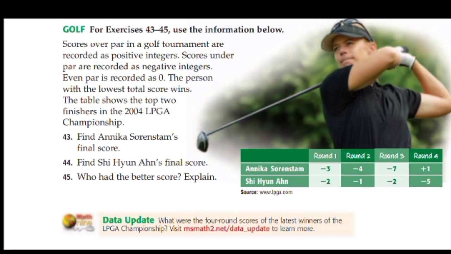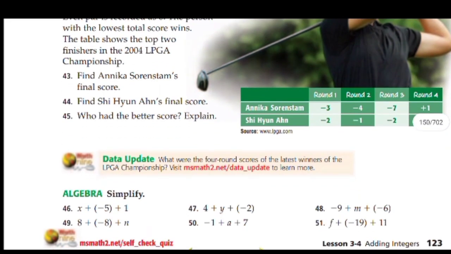43. Find Annika Sorenstam's final score. 44. Find Shin Hyun Han's final score. 45. Who had the better score? Explain.